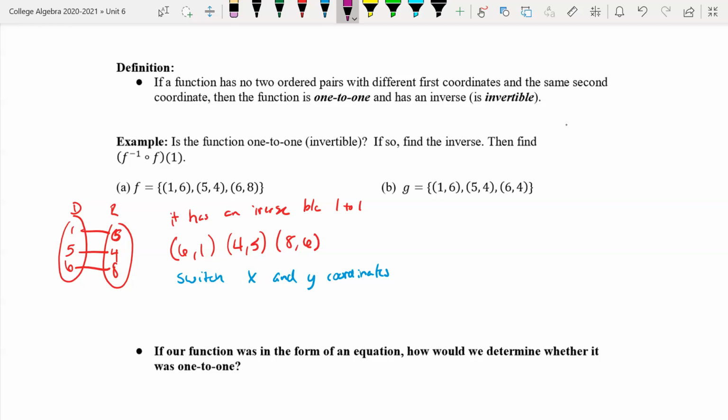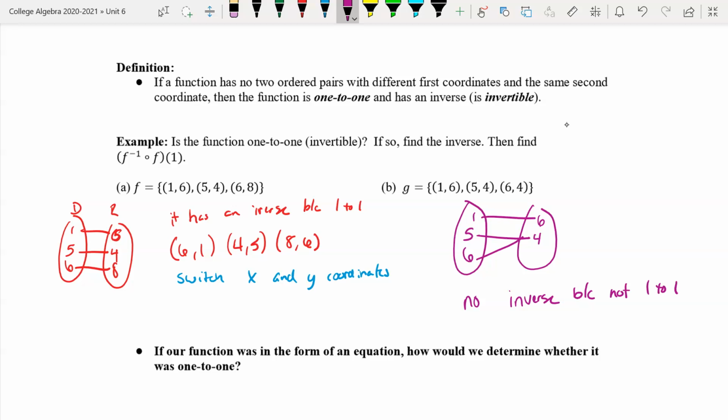Okay? Next one, if I look at the domain, I have 1, 5, and 6 again. My range is 6, 4, and 4. So 1 goes to 6, 5 goes to 4, 6 goes to 4. Notice it's not one-to-one anymore. So no inverse, because it's not one-to-one.